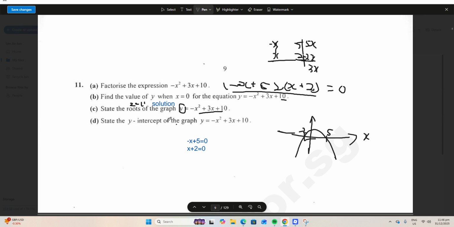So the roots of the graph are -2 and 5. If I just remember roots, what are roots? Roots are basically the things in the plants, the very base of the plant, right? So for it to be roots means it must be at the base of the graph. Okay, state the y-intercept of the graph. The y-intercept is 10. Okay, great.